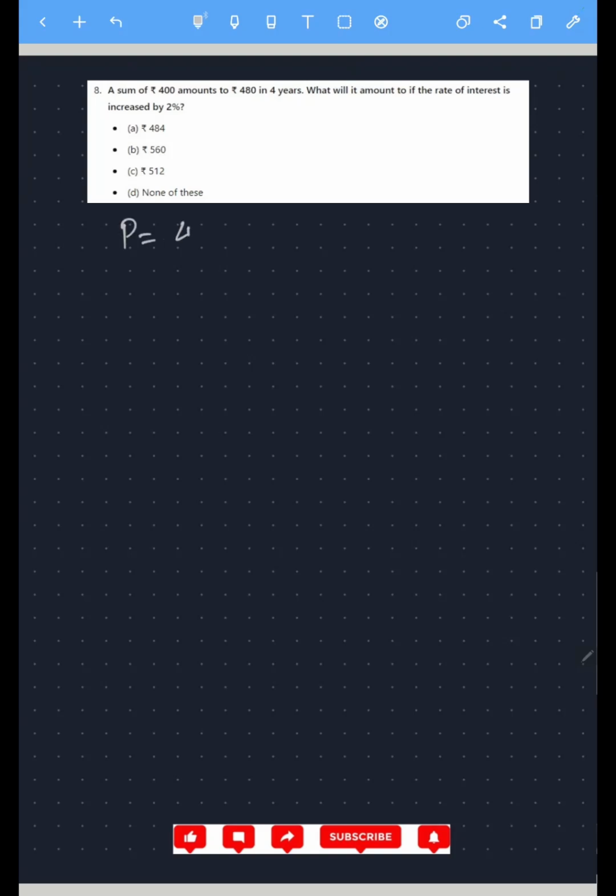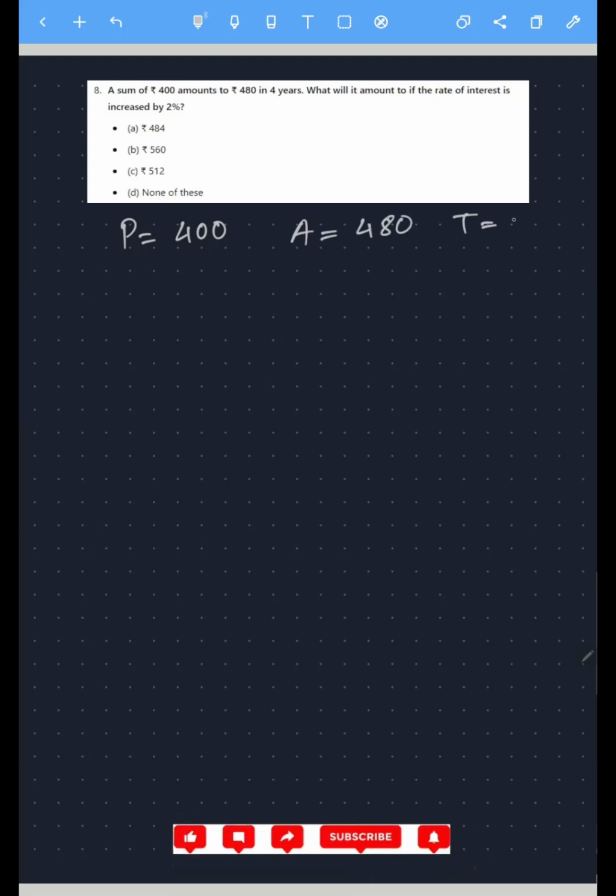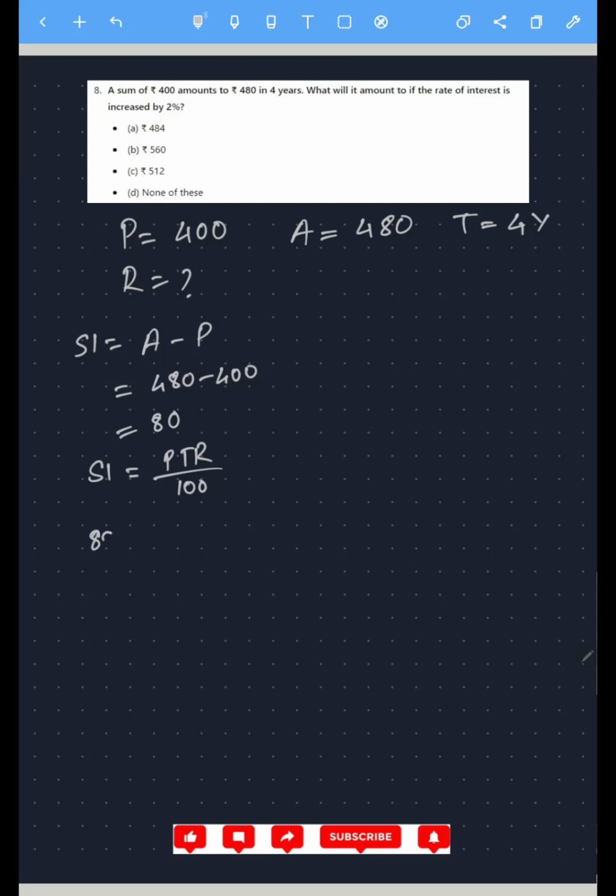So here the principal given is 400, which amounted to 480 in 4 years, and the rate of interest has to be found out. Okay, so SI is nothing but amount minus principal, which is 480 minus 400, which is equal to 80. We also know SI equals PTR upon 100. Our classic formula, that is 80 equals, what is your principal? 400. 4 years, rate we have to find out, and 100 is here. Zeros cancelled, 4 ones, 4 20s, 4 ones, 4 5s. So rate is nothing but 5%.